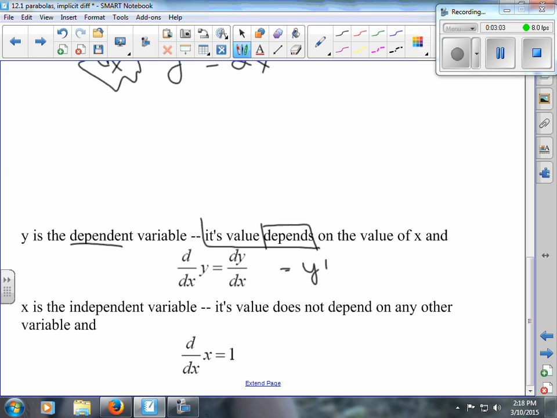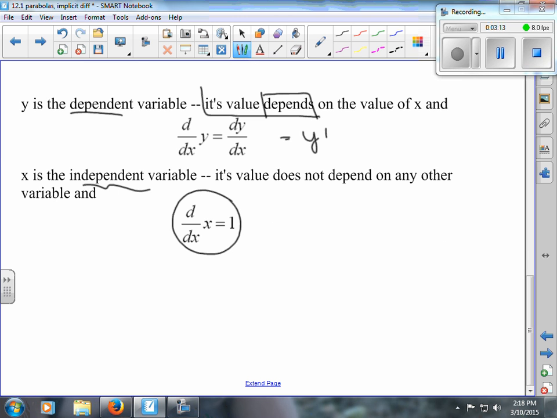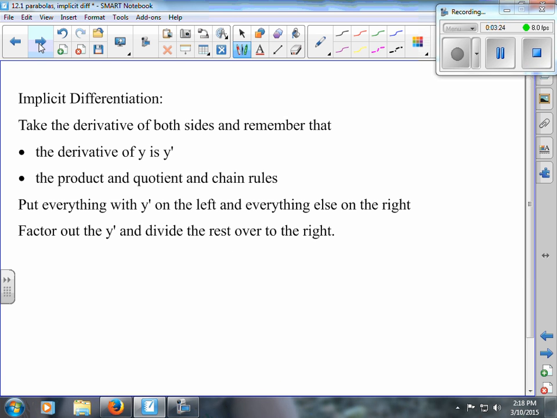However, x has a different derivative. The derivative of x is 1, because if I take the derivative of this independent variable x, I get d/dx of x. Well, dx/dx is just 1, okay?